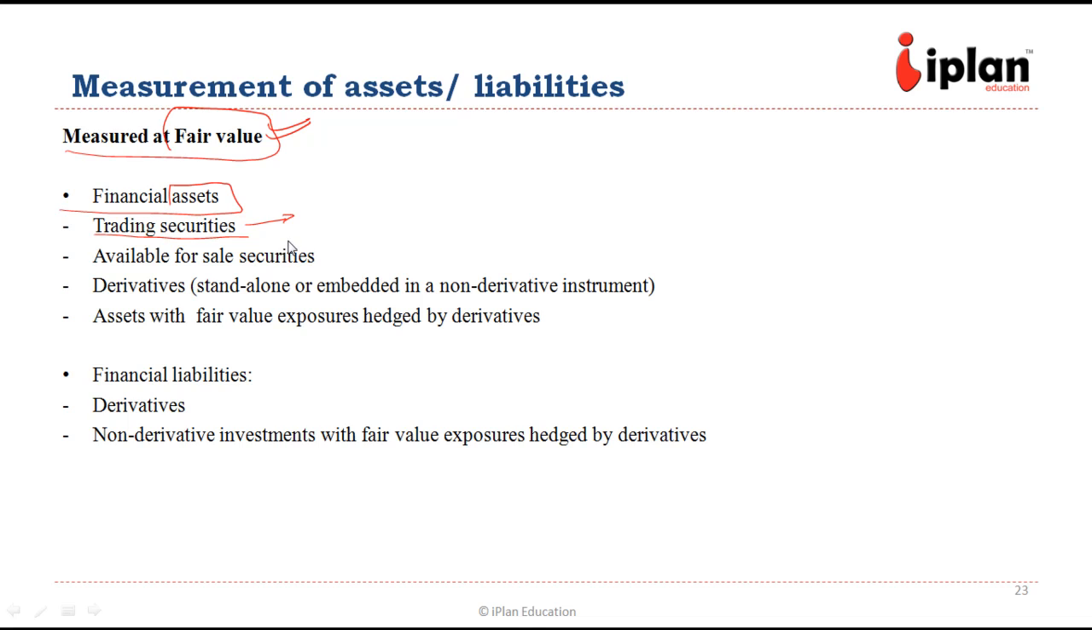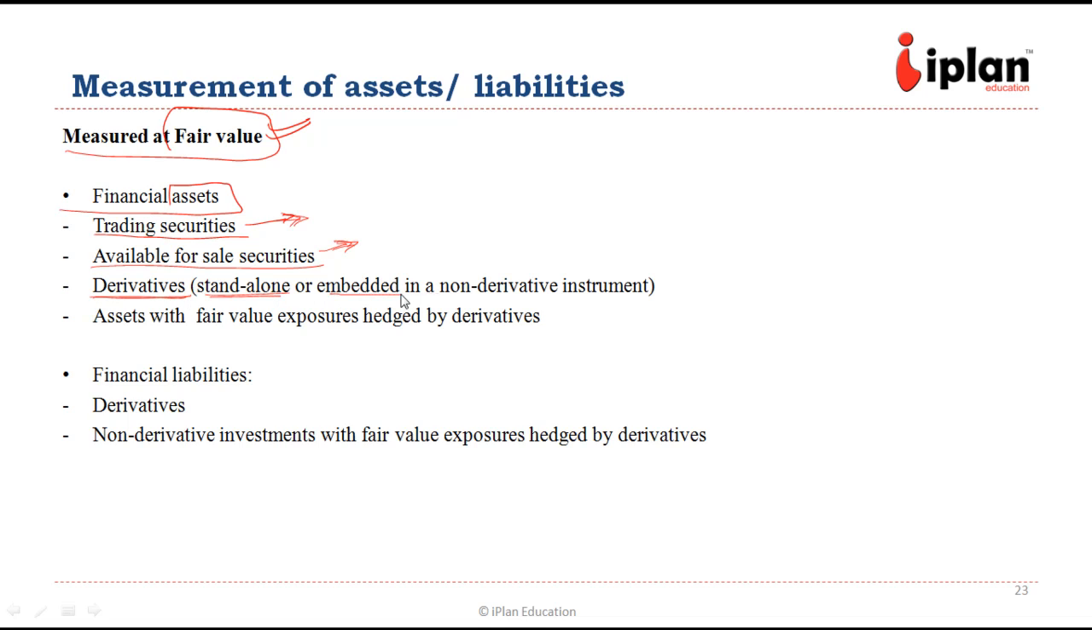Trading securities are the securities in which we have made investments just for the sake of trading, and the company does not have any long-term interest in them. So they are to be measured at fair value or current market price, since they can be sold at any point in time. Similarly, the available for sale securities. These are the securities which are kept for a slightly longer term, but they are available for sale. They can be sold at any point in time. So again, they have to be put at fair value.